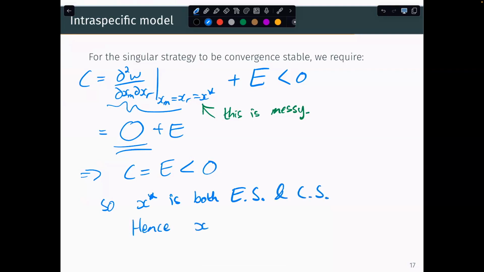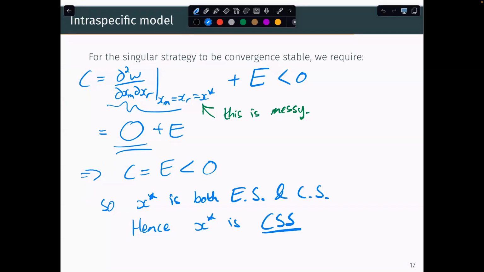Hence, X star is what? What type of singular strategy? A CSS, a continuously stable strategy. The reason it's called continuously stable strategy, you might notice it's similar to evolutionarily stable strategy from evolutionary game theory. It's essentially somewhat analogous to that.